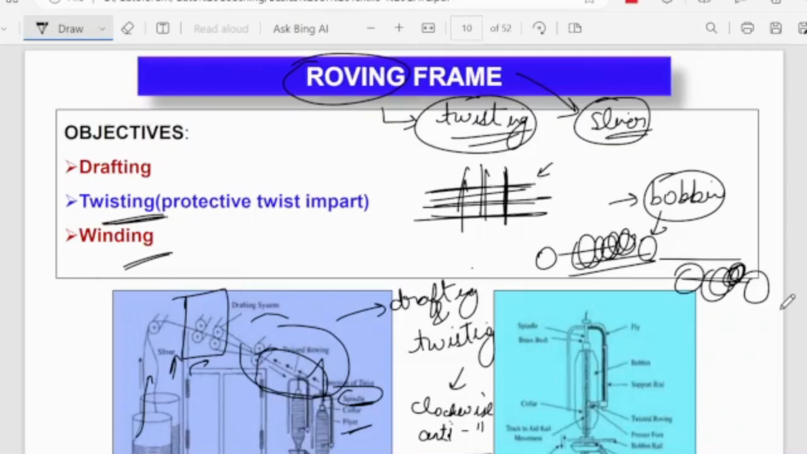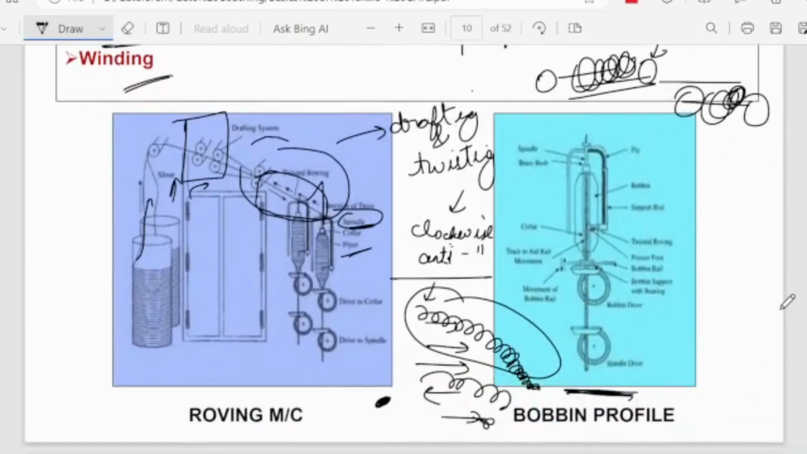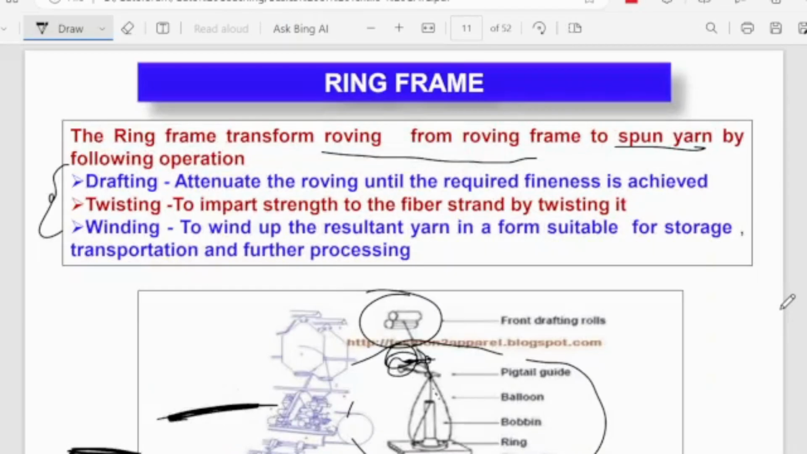Whereas in the roving frame, twisting and winding also occur, as you can see here. Drafting and twisting can be done in either direction, clockwise and anti-clockwise. You can see the ring frame, which is also known as a very important aspect of the yarn manufacturing process. Here twisting, drafting and winding take place. So here it is wound onto a suitable package that can further be used for weaving.